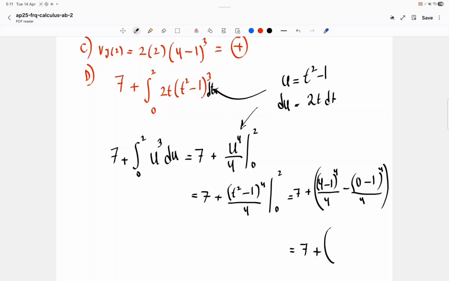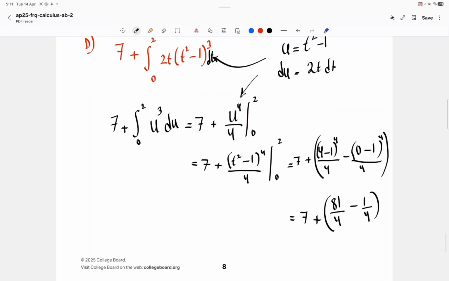So here we're going to have 3 to the power of 4, which is 81 over 4, minus 1 over 4. So 7 plus 80 over 4, so basically 27.